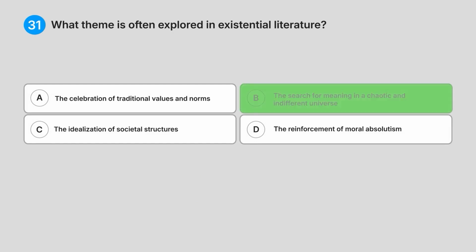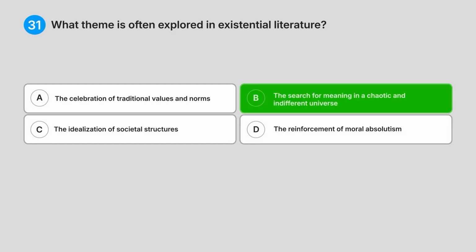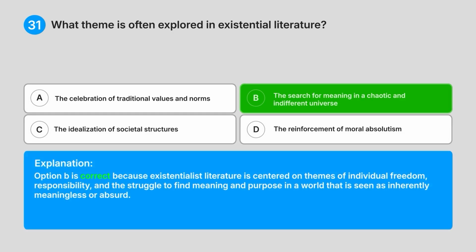Correct answer: B. The search for meaning in a chaotic and indifferent universe. Explanation: Option B is correct because existentialist literature is centered on themes of individual freedom, responsibility, and the struggle to find meaning and purpose in a world that is seen as inherently meaningless or absurd.